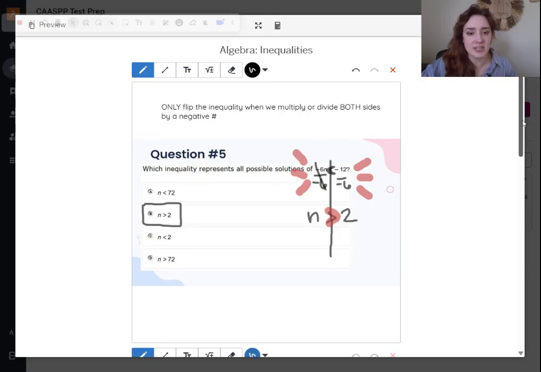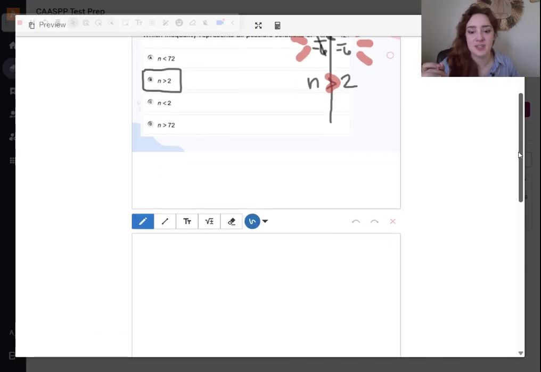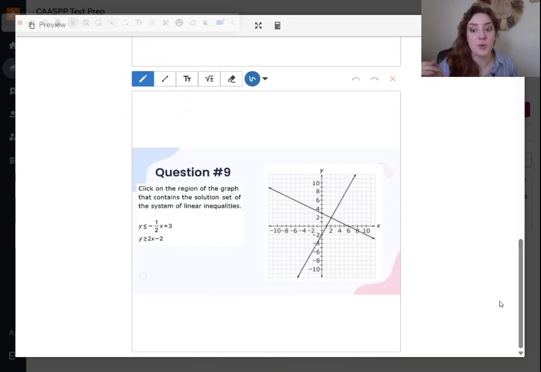All right, so that's our first one, looking at inequalities. Again, this is a quick refresher helping you prepare for your CAASPP state testing, and also a quick refresher of some concepts we've already covered. All right, this is now graphing with inequality, and the question is to click on the region. In the testing, you'll click on one of the regions, and it will automatically shade it for you.